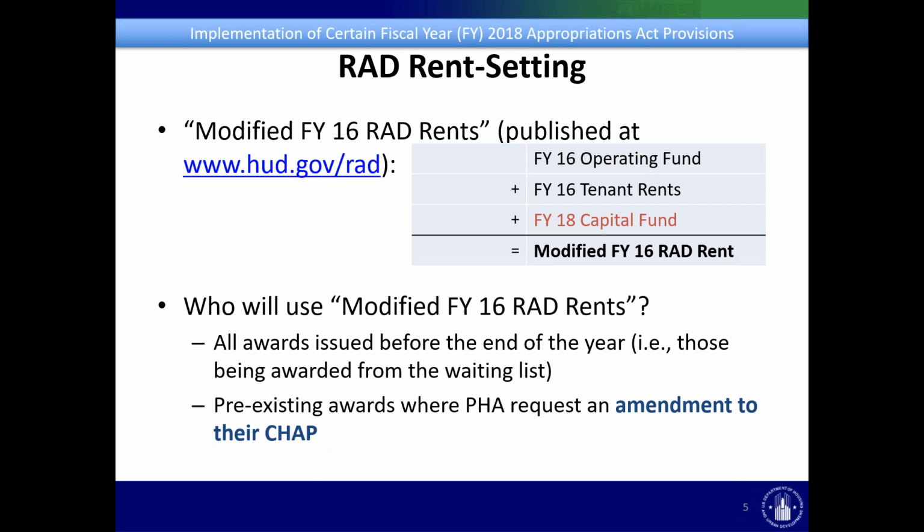So who will use these modified FY16 RAD rents? Well, first of all, any awards that we issue before the end of the year will use these levels. That likely includes the 133,000 units or so that are coming off of the waiting list now and which we're processing CHAPs and other awards for. But in addition, any pre-existing awards, so anybody who has a CHAP where the PHA requests an amendment to their CHAP to switch out the rents with these modified FY16 RAD rent levels, can do so. And we'll talk about that a little bit more on the next slide.